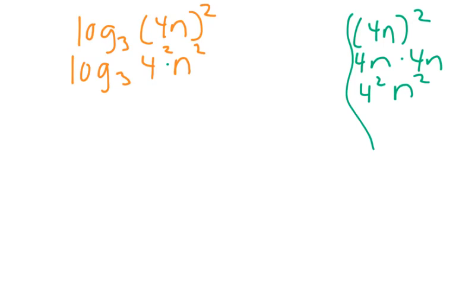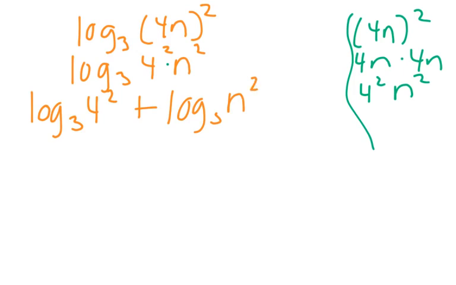Now we'll use the product property there, where we're going to take the logarithm of the first factor, which is 4 squared, times the logarithm of the second factor, which is n squared. So this would be log base 3 of 4 squared plus log base 3 of n squared. And now I'm second guessing what I said again. That's like a theme with these videos, I'm saying something and then after I say it, I'm wondering, did I say what I had in my head that I was supposed to say?